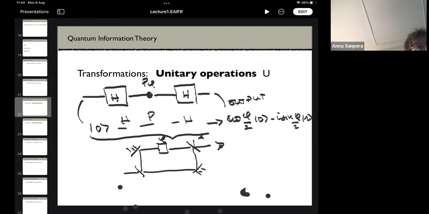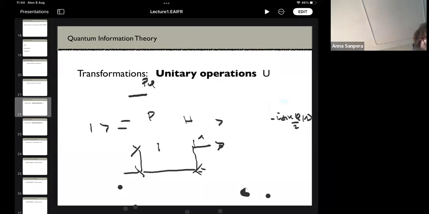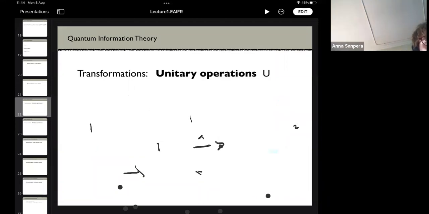And now we need the second one, which is to create also entanglement. Okay, so let me write that and I will finish here. We need to create entanglement because entanglement will be very important, fundamental.